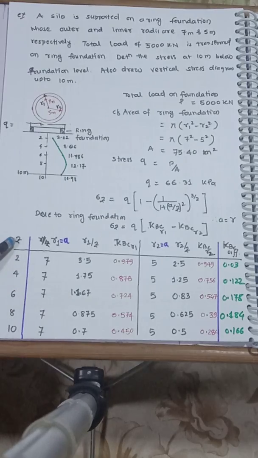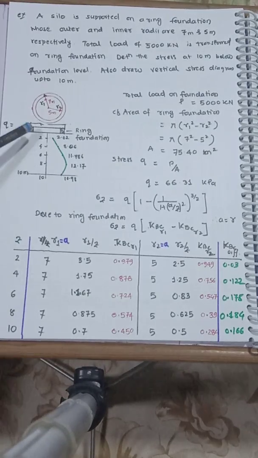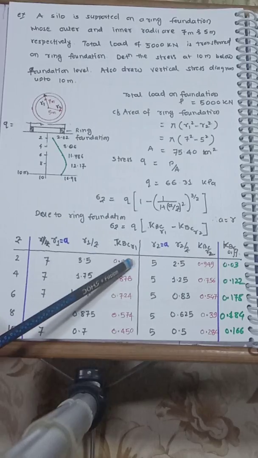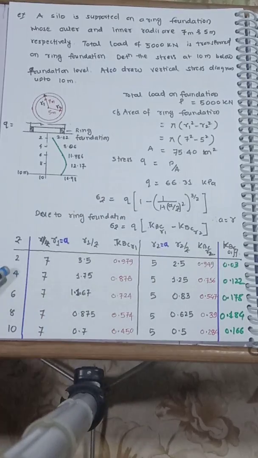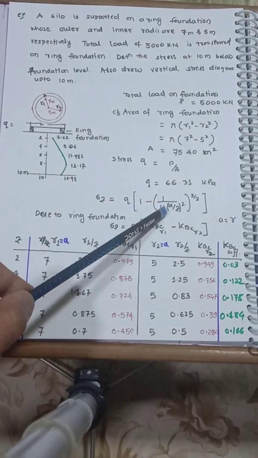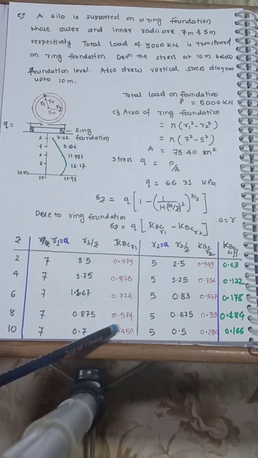So you can see, first in tabular form, these are the Z values. You can take any interval, even 1 meter or 0.5 meter. The total depth asked is 10 meter. Now the radius first is the outer. The first table is for the outer, the second table is for the inner. So the outer one is 7 meter. Z is given, so find out r by z values and substitute in this expression. So we get the influence factor for the outer radius, this one.